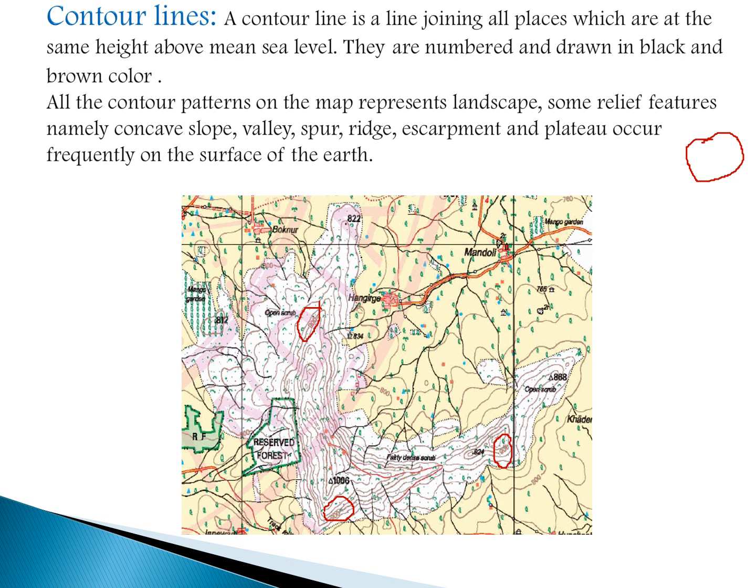So here you can see the spacing is not equal. Here the spacing of the lines is very close, whereas here they are quite farther apart. So here it represents a gentle slope, and if the contour spacing is very close, then it shows the steep slope. Here the spacing is very close to each other, that represents the steep slope.